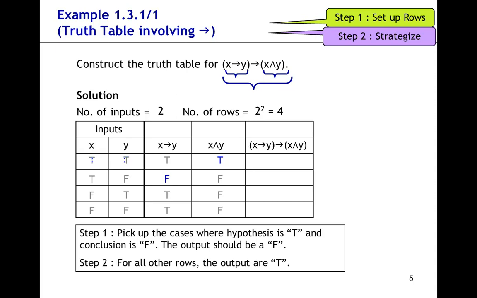To consolidate and get the final output, we notice that the main operator is a conditional. The hypothesis is in column 3 and the conclusion is in column 4. Remember TFTT again? The rows where the hypothesis is true and the conclusion is false are rows 3 and 4. So the output is false.